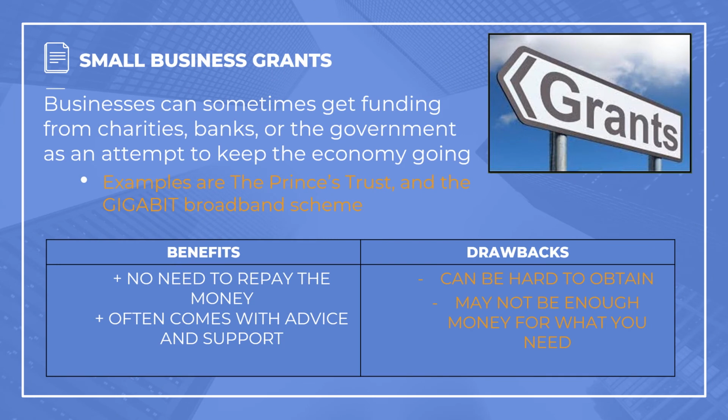A small business grant is a really useful way of getting capital because you don't have to repay the money. So businesses are sometimes eligible to get funding from a charity, from a bank, sometimes from the government, as an attempt to keep the economy going. So a couple of examples of a small business grant are the Prince's Trust, which is a very, very well-known one, and the Gigabit Broadband Scheme, which is something in place to help everybody get connected on the internet.